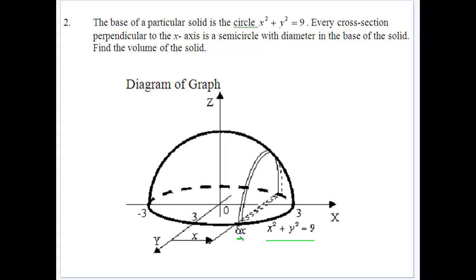Now we've got our thickness of delta x, because our slices are perpendicular to the x-axis. So we've got our point x there, and our point down this way would be minus y, and our y coordinate this way would be positive y. So we cross x, down to minus y, up to y, so you can see the value of x there. That allows us to get the area of our cross section, because our radius there would be y.